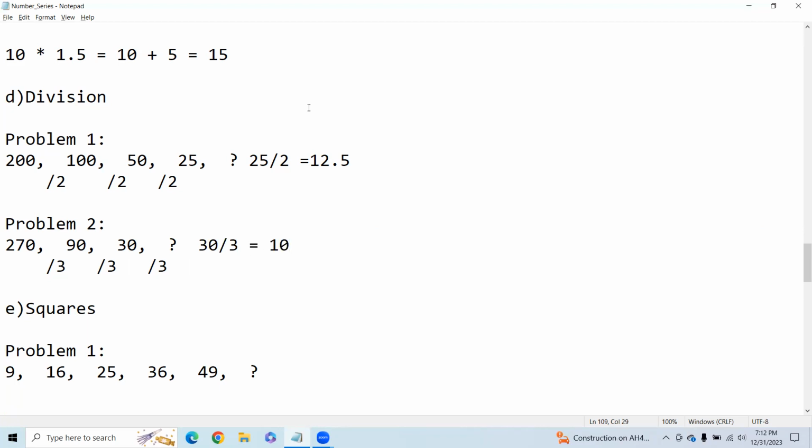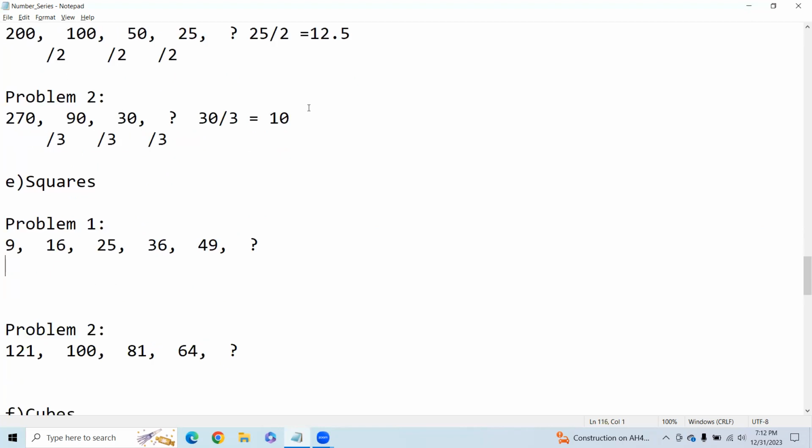This is completing the series. Now let's look at the next approach for solving the problem, that is squares. We know that if we multiply a number by itself, we get the square of a number.